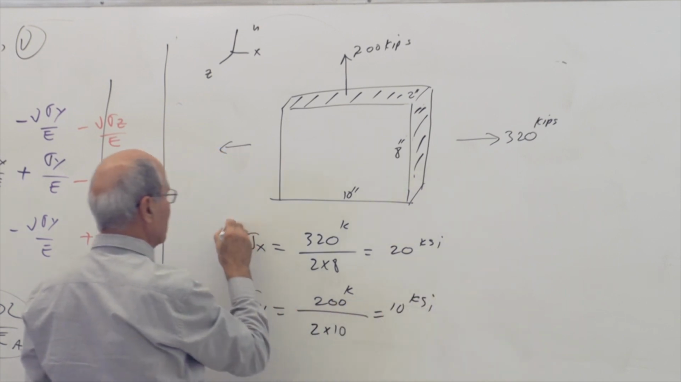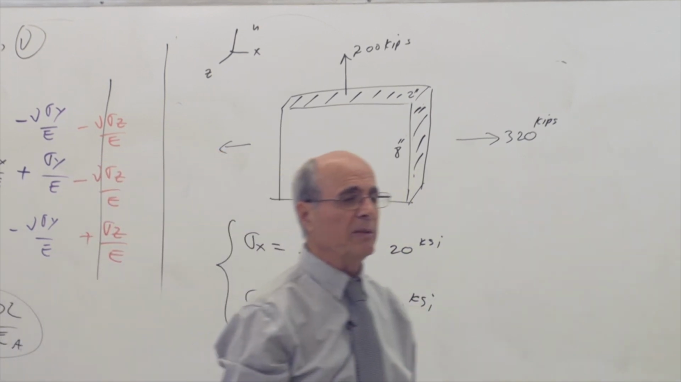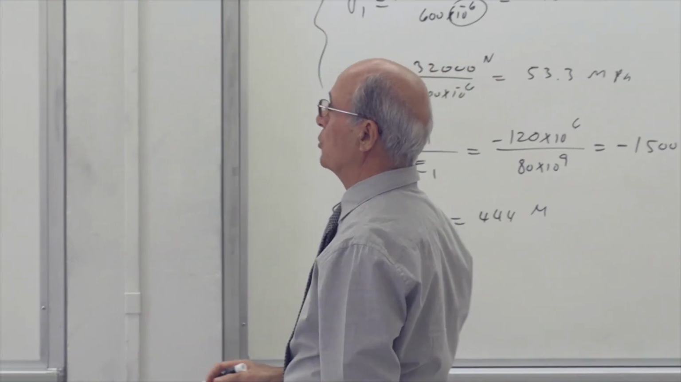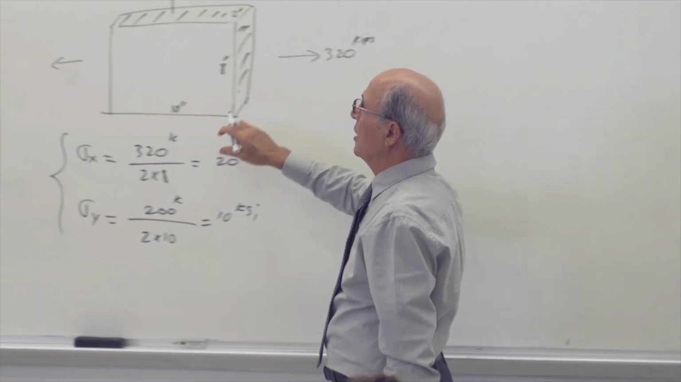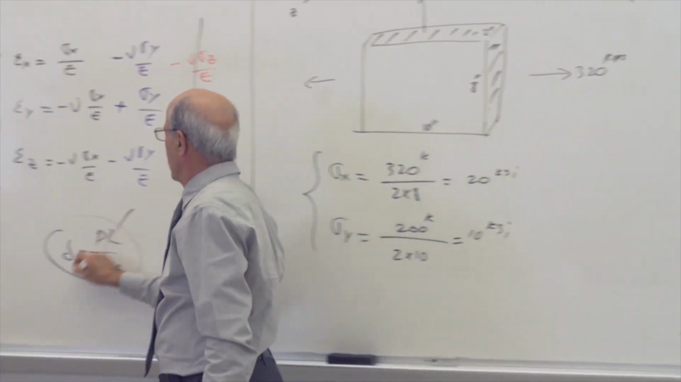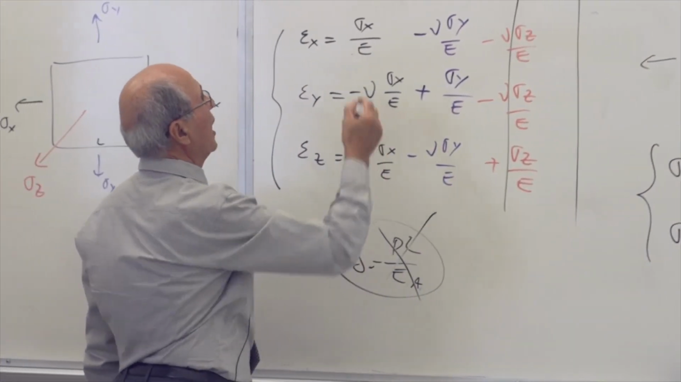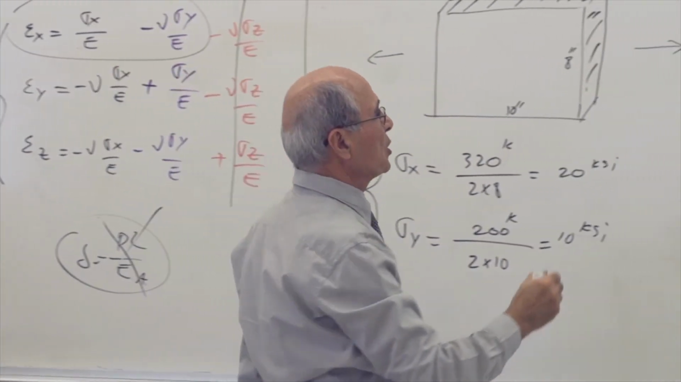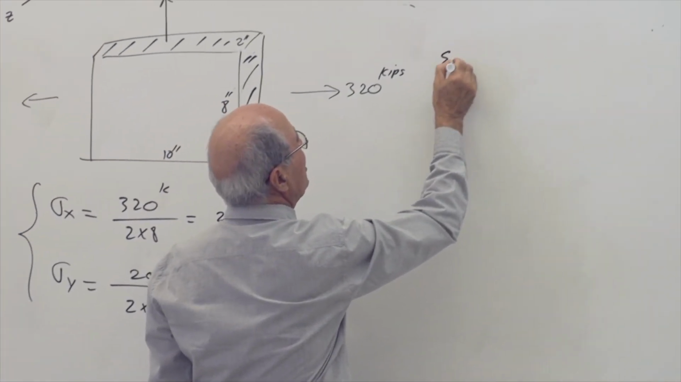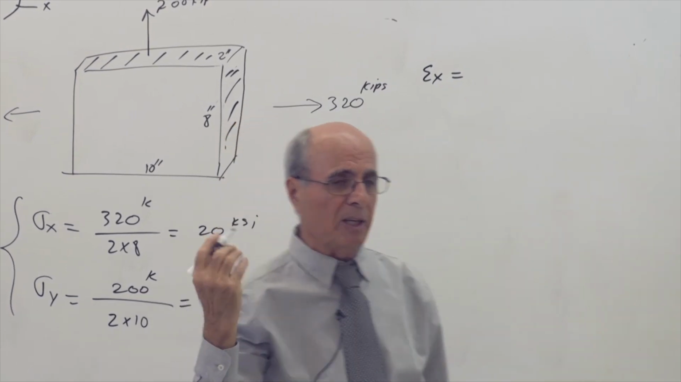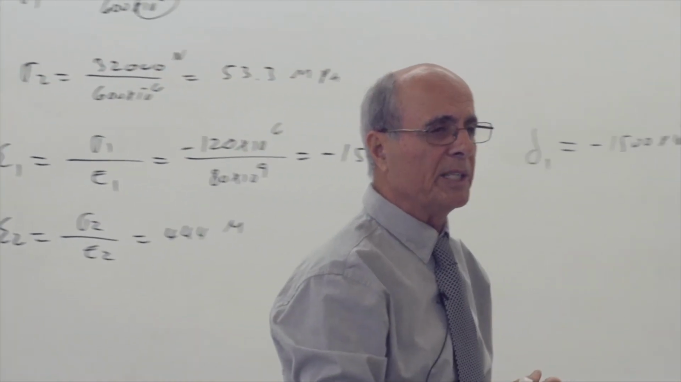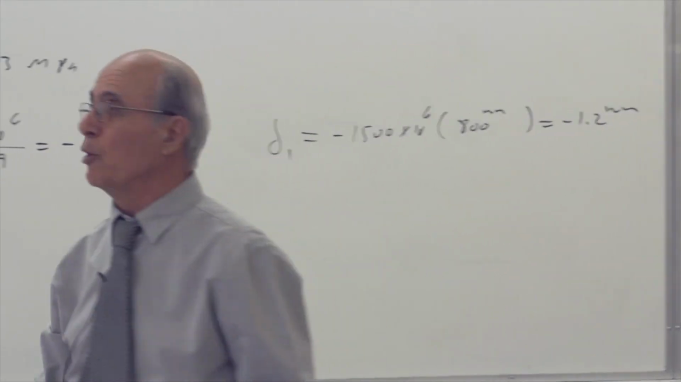So this plate is under 2 tensions, one in the X direction, one in the Y direction. Obviously, in order to calculate the change in the length, I cannot use delta, because this is biaxial. I have to use this. Is that correct or not? Yes? So what's epsilon x? Epsilon x is sigma x over E minus nu sigma y over E. Everybody understand what you are doing here?